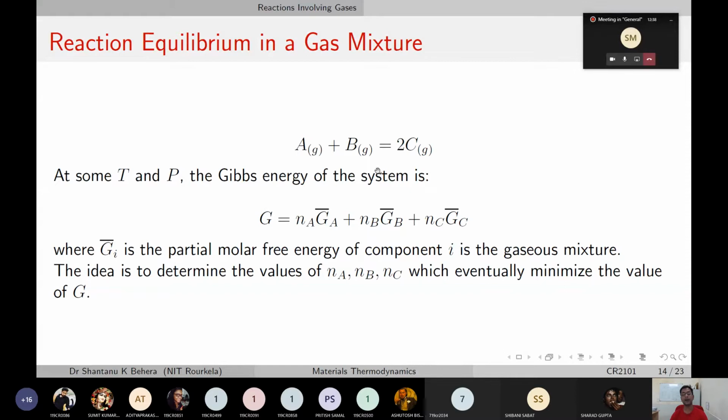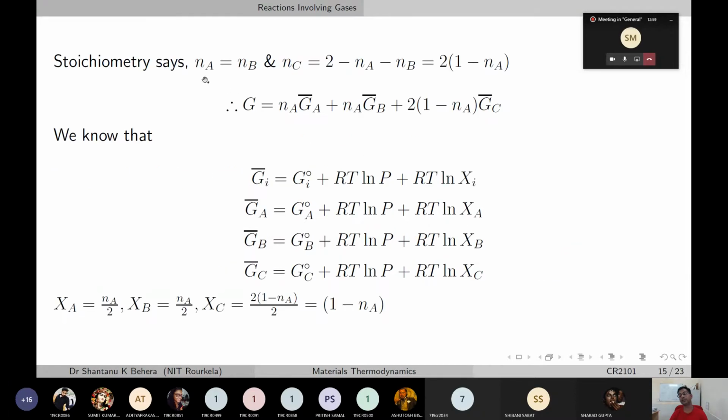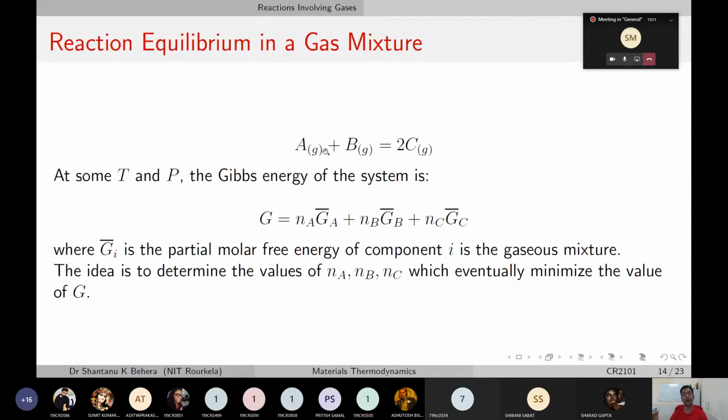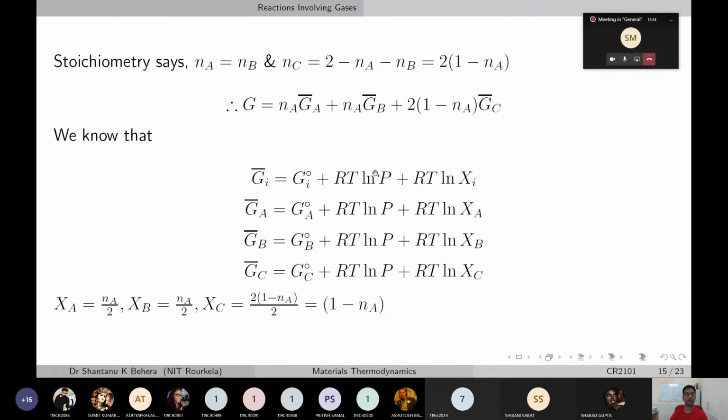But initially, let's say 1 mole of A and 1 mole of B are reacting to form 2 moles of C. If we start with an equimolar combination of A and B, then equal moles of A and B would react to form double the moles of C. That's what's written here. Say Na moles are available, then Nb is the same thing, because you start with the stoichiometric composition and A and B are equimolar here. So Na is Nb, and Nc is therefore 2 minus Na minus Nb.